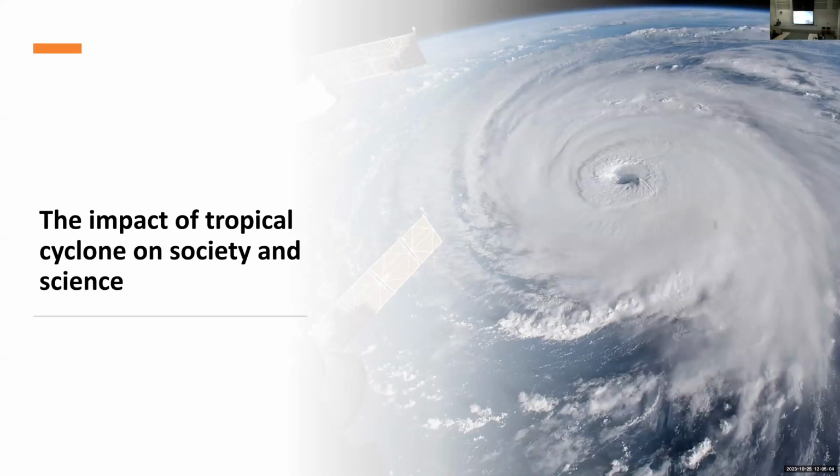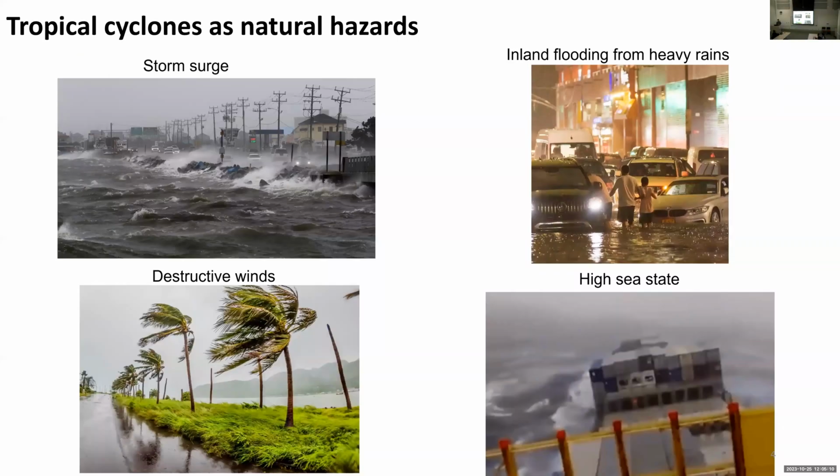So why do we care about tropical cyclones? First of all, from the perspective of society, tropical cyclones bring human beings a series of natural hazards like storm surge, inland flooding from heavy rains, destructive winds, and high sea state. These natural hazards damage people's properties and threaten their lives.